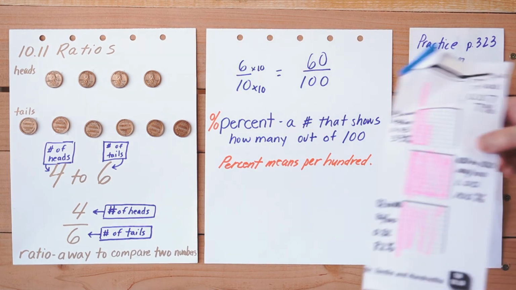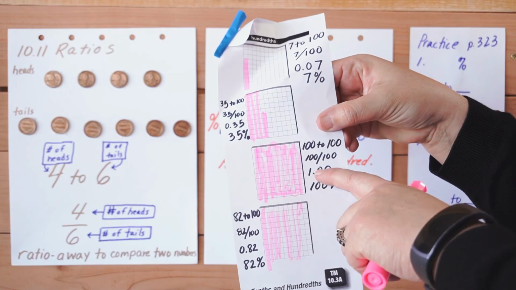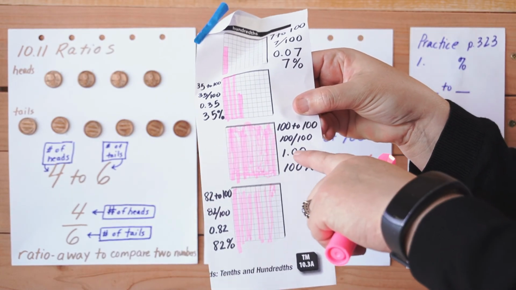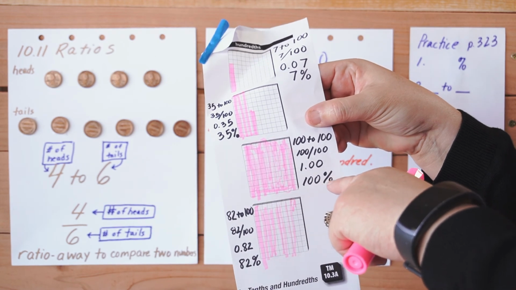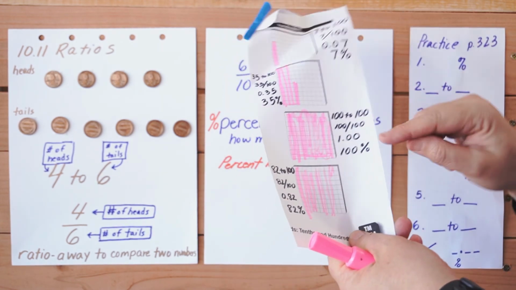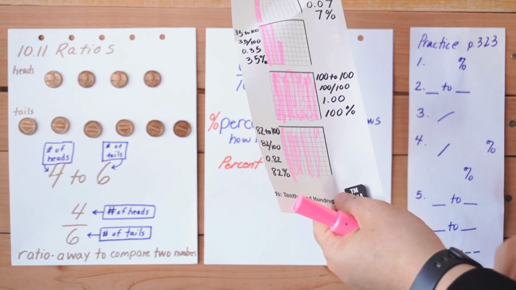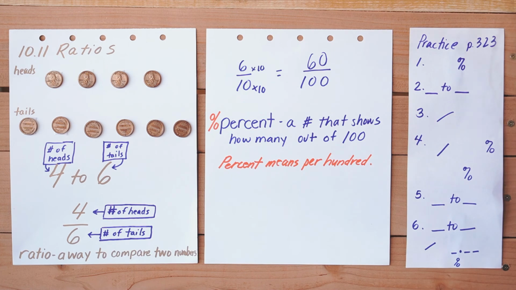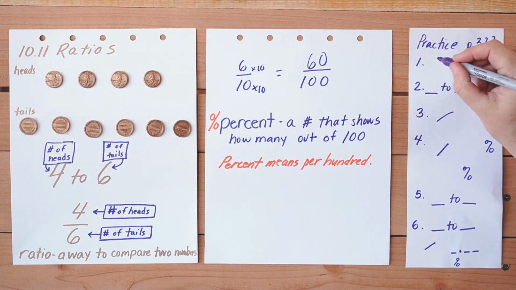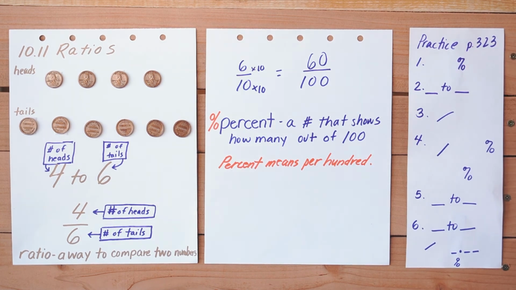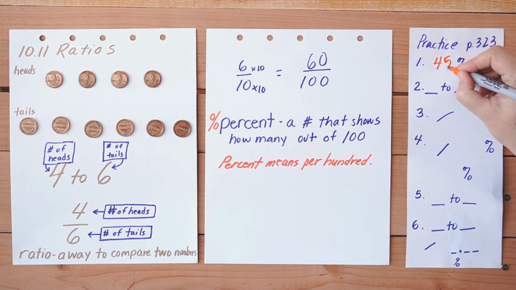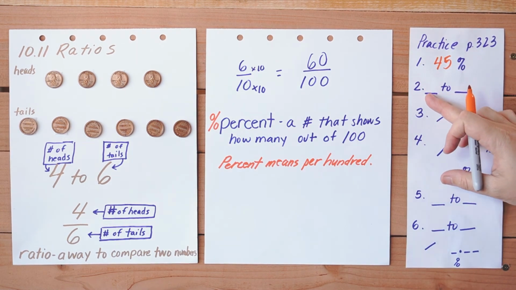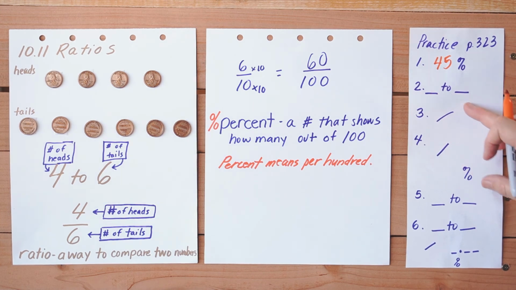Well, if we go back to our little chart, what do we say? 1.00 is the same as 100%. So we can make a fraction, the fraction would be over 100, but they want a percent. If he gave 45 cents, that means he gave 45%. So your answer is going to be 45%. And then number 2, they're going to be looking for a ratio, so it's blank to blank.